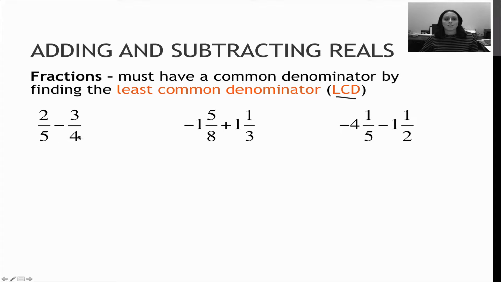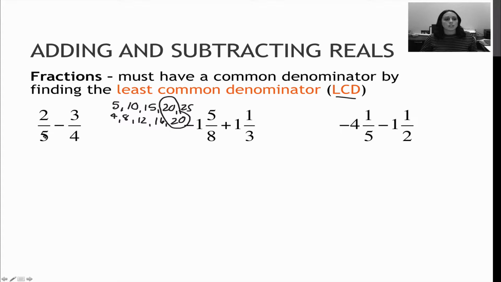So if I look at 5 and 4, I look at number like 5 goes into 5, and 10, and 15, and 20, and 25, etc. And my number 4 goes into 4, 8, 12, 16, 20, etc. And what I'm looking for is the first time that they both go into the same number. So both 5 and 4 go into 20.